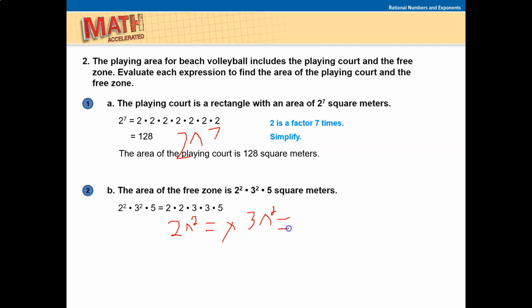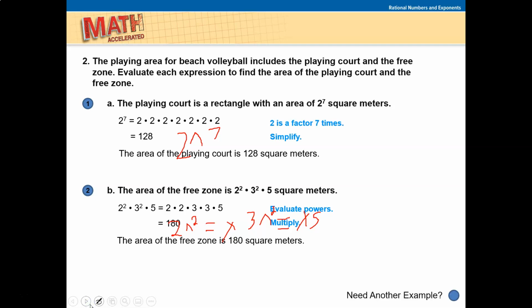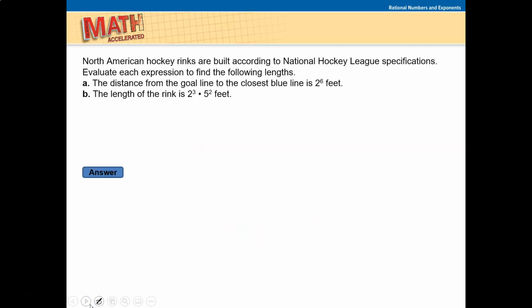2, equals, times 5. You should get 180 square meters. Go ahead and pause the video and try these on your own.